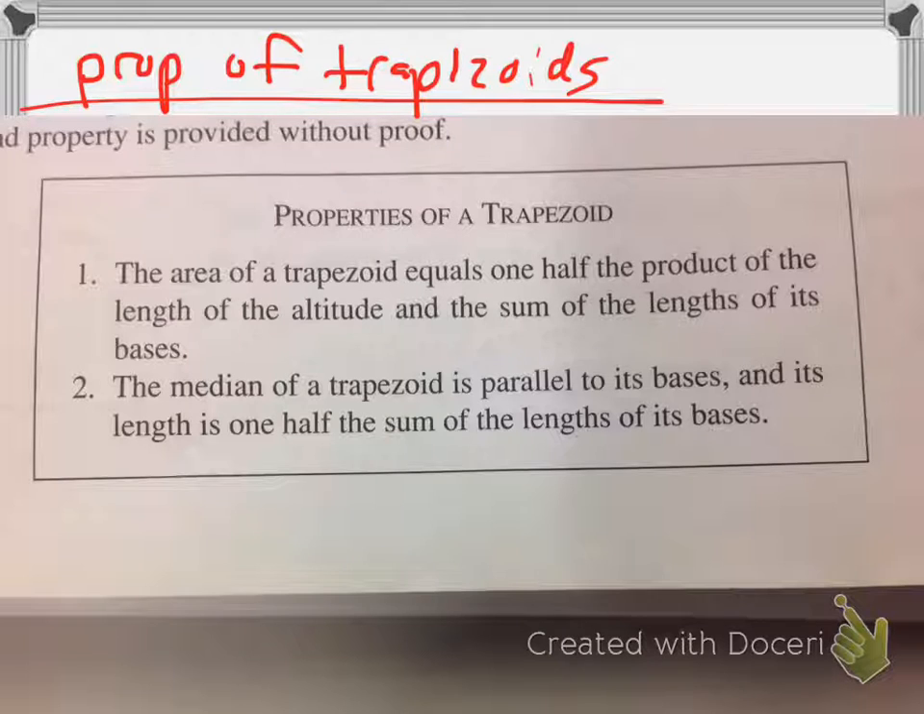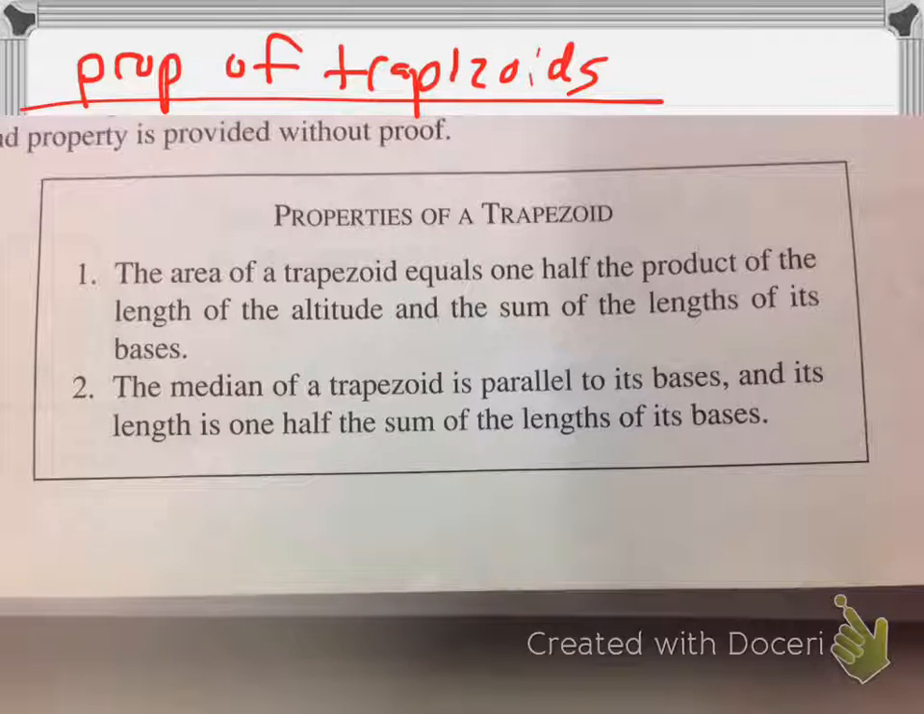And then we get to something like this, where it's not a parallelogram, it's a trapezoid. So these are the properties of trapezoids. Properties of a trapezoid would have the area of a trapezoid equals 1/2 the product of the length of its altitude and the sum of the lengths of its bases. The median of a trapezoid is parallel to its bases, and its length is 1/2 the sum of the length of its bases.